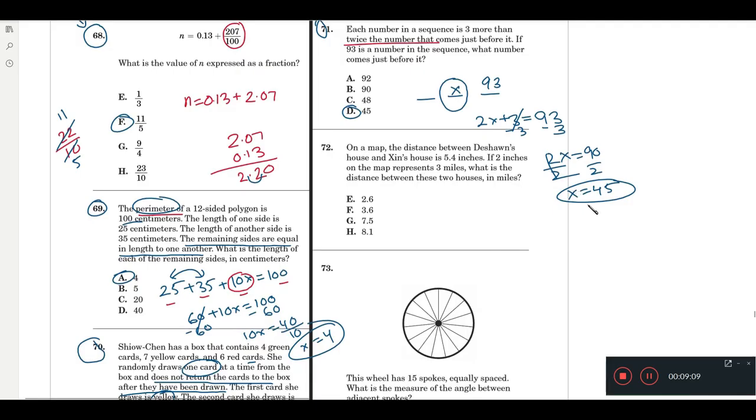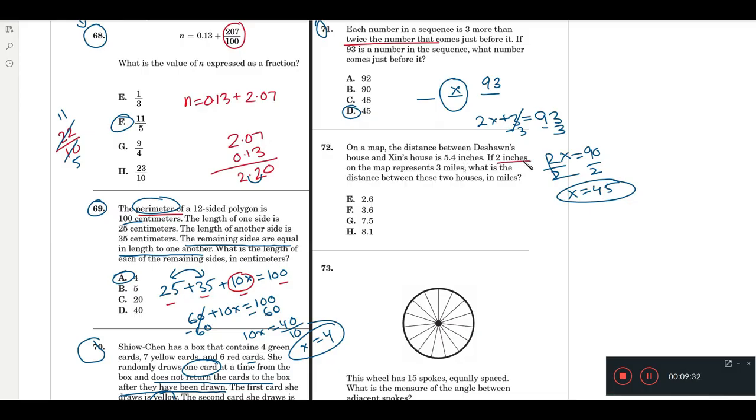Now 72. On a map, the distance between Dashwan's house and Shane's house is 5.4 inches. If 2 inches on the map represents 3 miles, you see the map distance and proportions keep coming back and forth, right? So this is an important topic. Remember this.